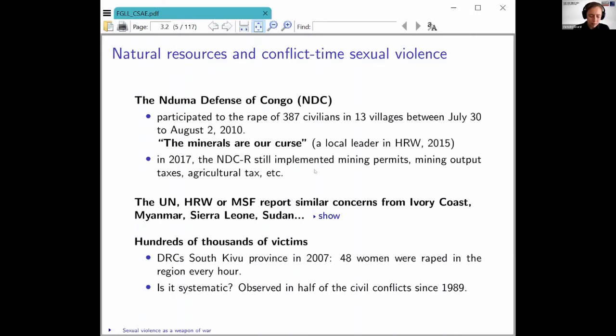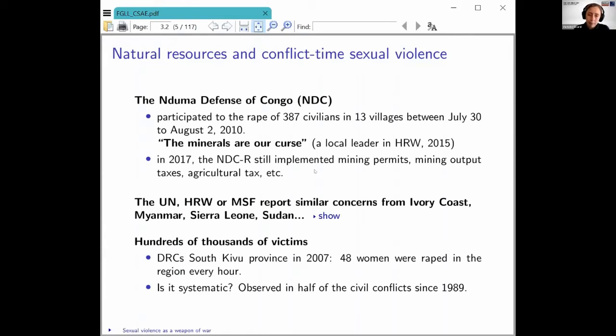To be sure about what we're talking about when I talk about conflict time sexual violence, it's very different from intimate partner violence. So it's any harm of a sexual nature inflicted in a conflict setting. And the typical example would be a gang rape performed by armed group members.